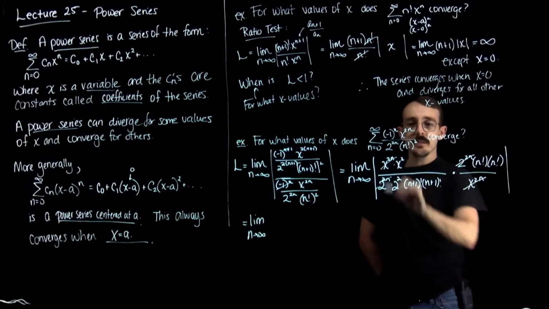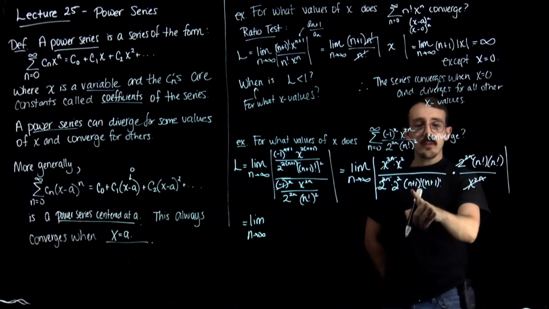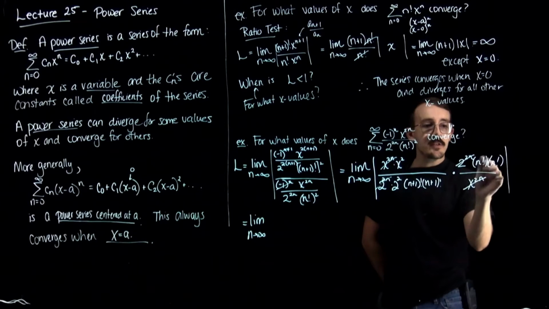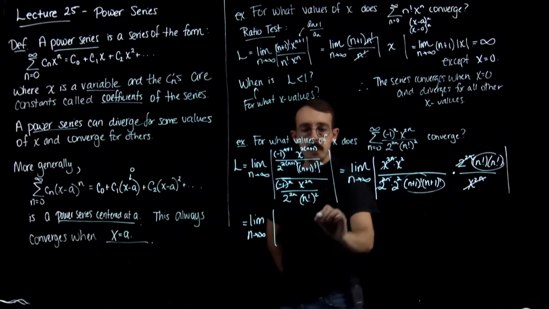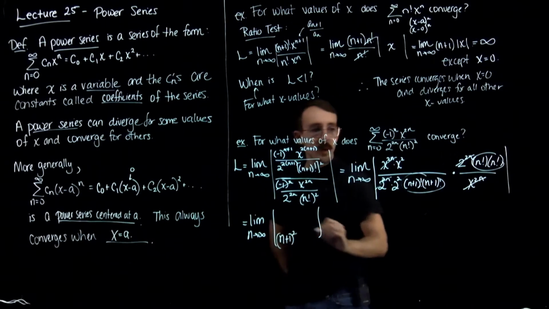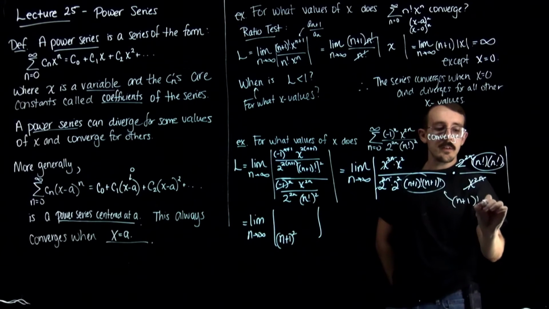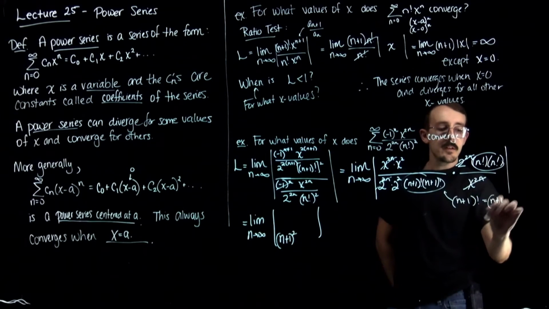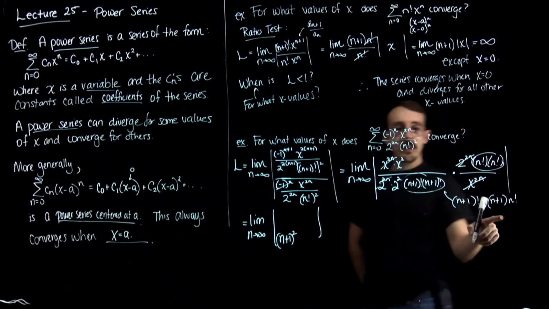I have x to the 2n also cancels. N factorial over n plus 1 factorial, they're all going to cancel except for the n plus 1 on the bottom. And there's 2 of those. So in the denominator, I'm just going to get n plus 1 squared. And that's because, again, n plus 1 factorial is n plus 1 times n factorial. So each of those are equal to this.